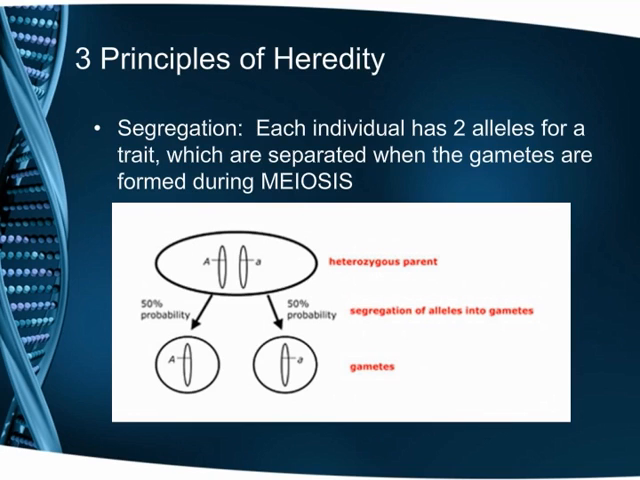However, during the process of meiosis, when those gametes are formed, sperm or egg, some of the gametes are going to receive a big T from the parent, and some of the gametes are going to receive a little t from the parent. They separate during the process of meiosis. So at the bottom of that box, it asks, when does segregation happen? And you are going to answer during meiosis, when the gametes are formed.